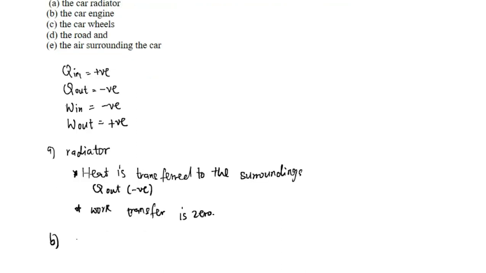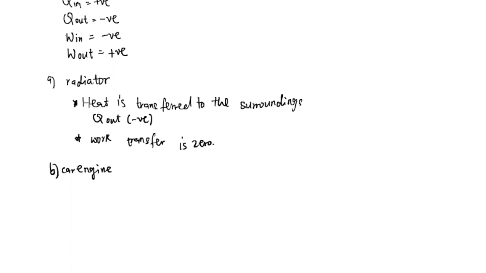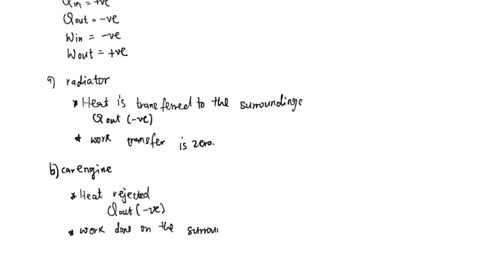Now the next thing we are going to take as a system is the car engine. Taking the car engine, we know that a car engine gives out heat, so there's going to be heat transferred to the surrounding, or heat rejected, which is Q out, and the sign is negative. Now the work interaction, you know, for a car engine, it produces work. So there is work, which is positive because it gives out work. Work done on the surrounding, which is positive.